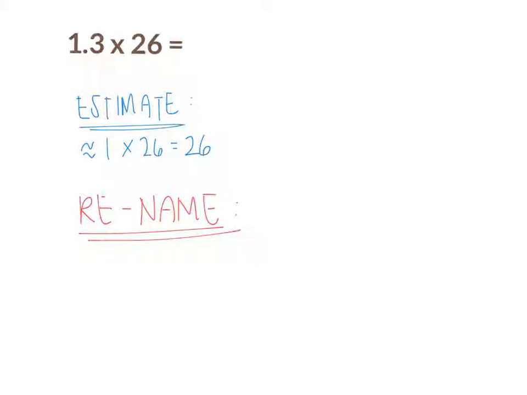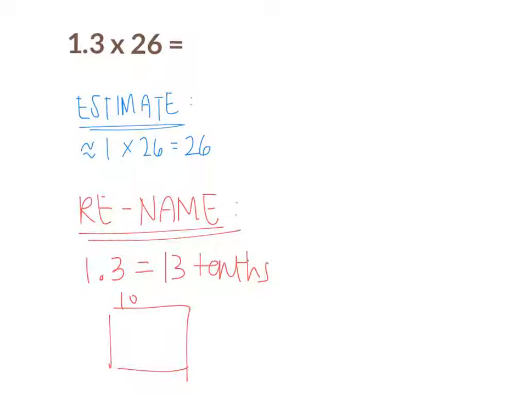Do we need to rename 26? Why not? Because it isn't. How come we don't need to rename 26? It's already a whole number. You got it. So, if we're going to rename 1.3, we can rename it as what? Good. And therefore, that helps us with an area model, right?